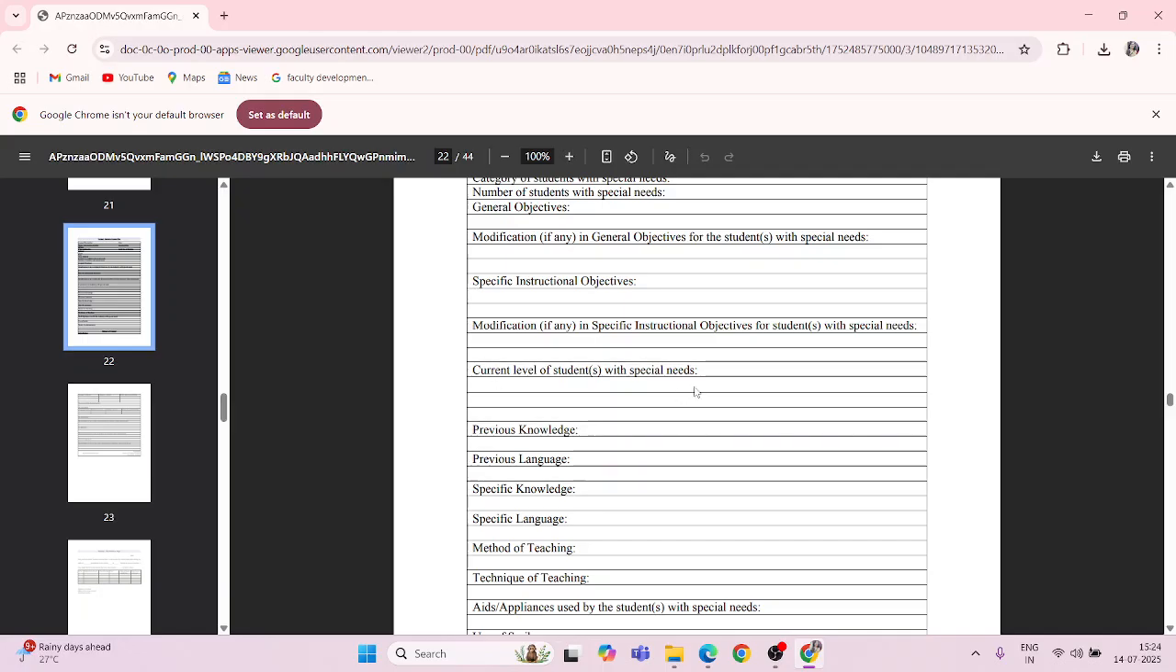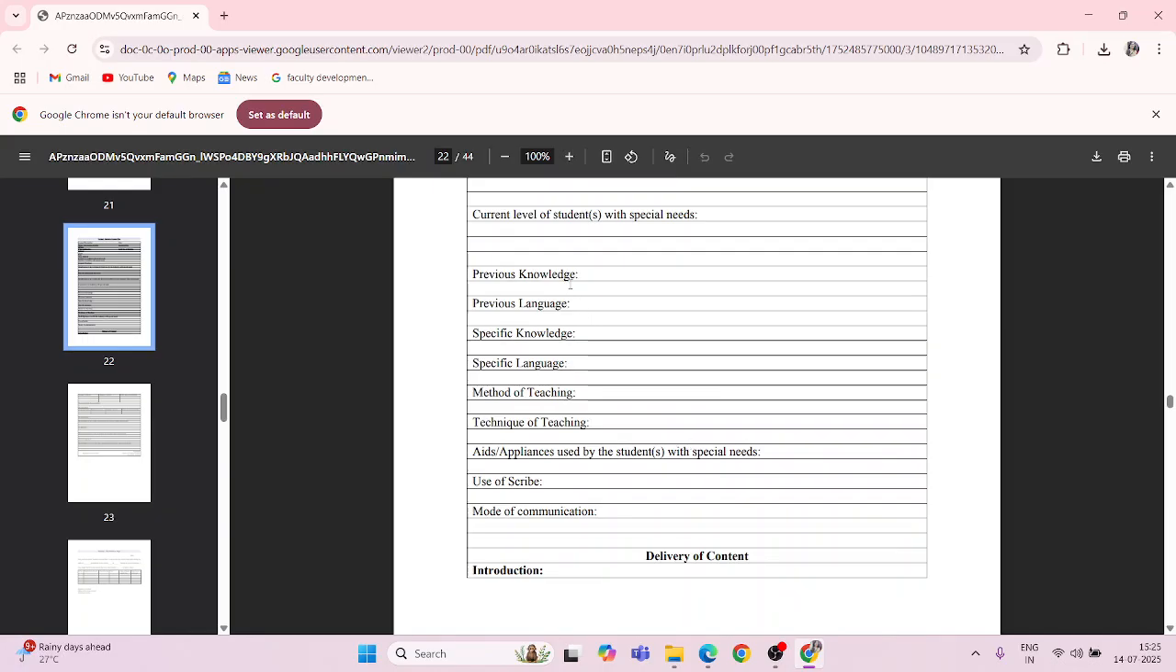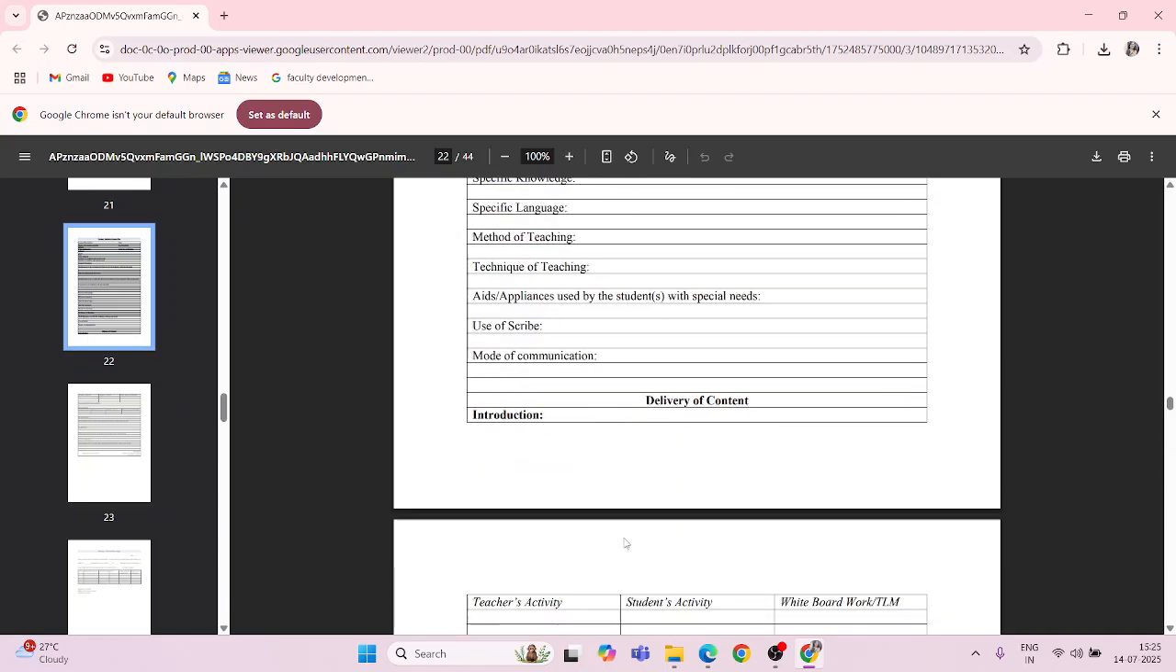Then the current level of the students with special needs. What is the current level of the students? Then previous knowledge, previous language, specific knowledge, specific language, method of teaching, technique of teaching, and the aids and appliances that you're using for the special needs child. Use of scribe. Scribe means somebody else writing on behalf of the special needs child. If it's there, then write yes. If it's not required, then write not required. And then you have to write about the mode of communication.